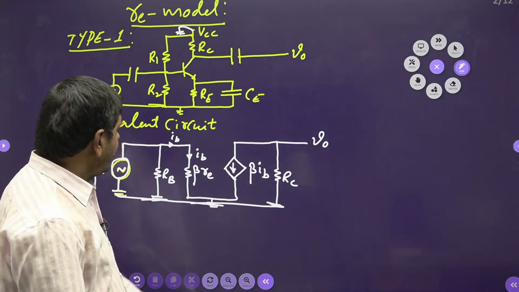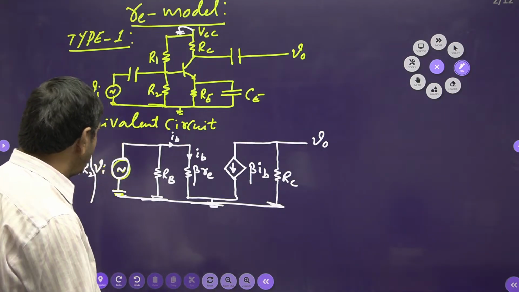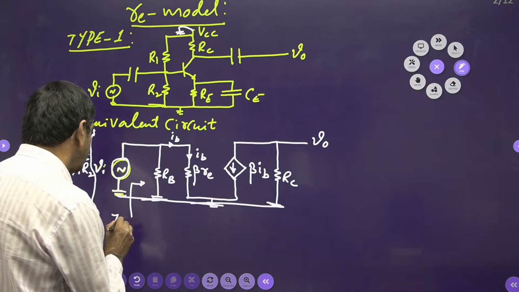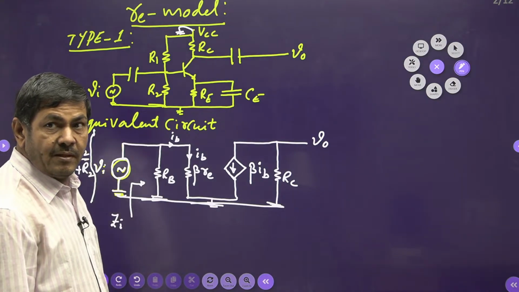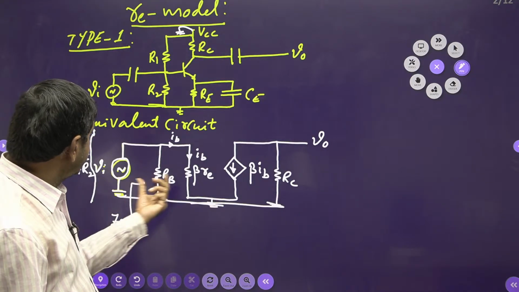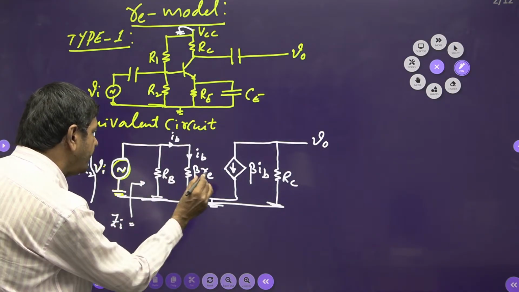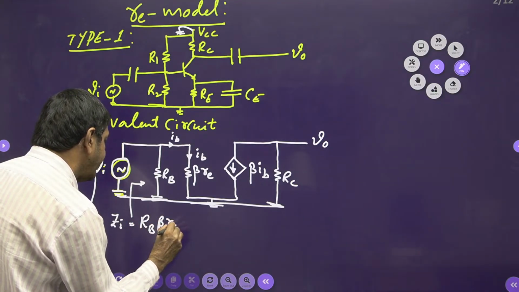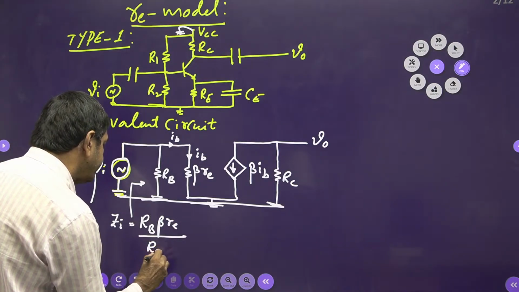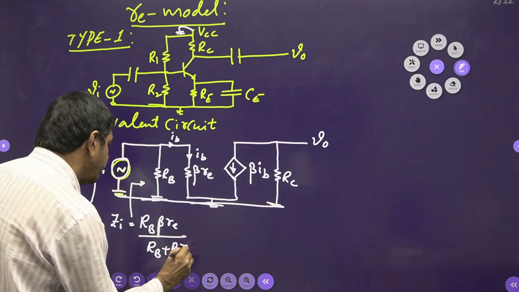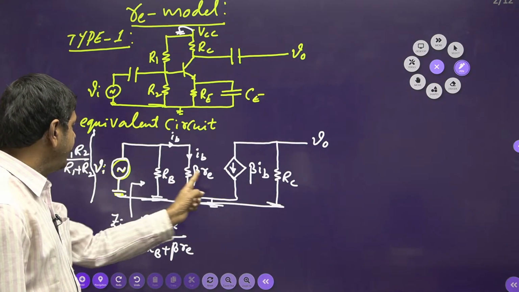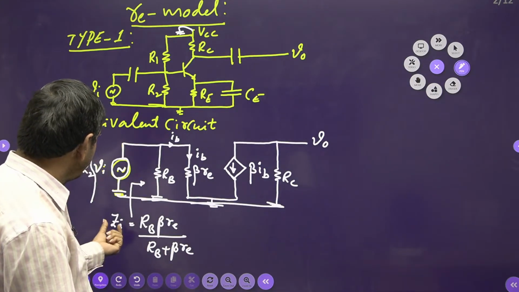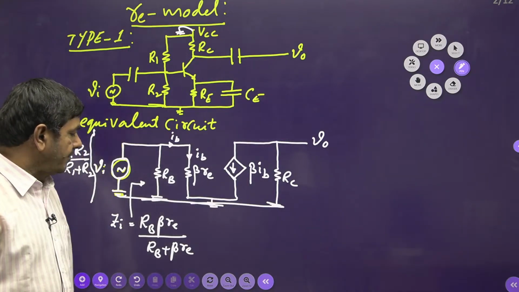But my aim is to find Z naught and Zi. If anybody wants to get Zi, they can watch this side. The input impedance is available directly here. What is the input impedance of this network? This is the small-signal AC equivalent circuit. Zi is nothing but RB parallel to beta into RE. That is RB into beta into RE by RB plus beta into RE. These two are in parallel. By using this formula, you can get the Zi value.